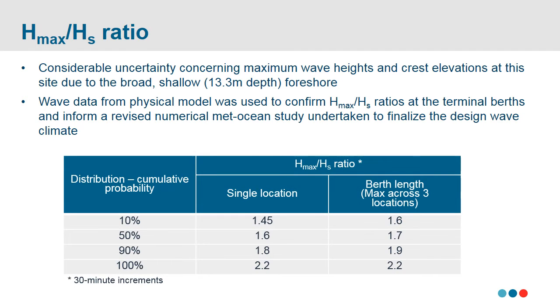So here in the table you see an example of some of the results for the ratio of Hmax to Hs. You can see at a single location we have ratios ranging from about 1.45 or even less up to a maximum of about 2.2. So this is indeed a very broad range of Hmax over Hs.